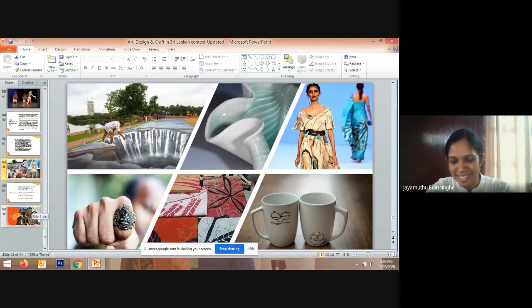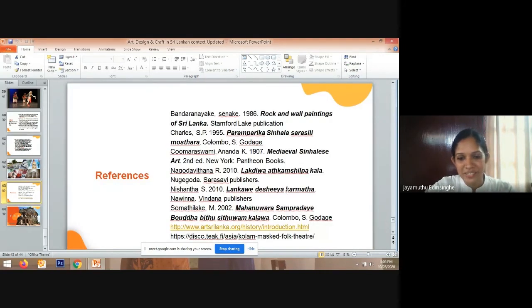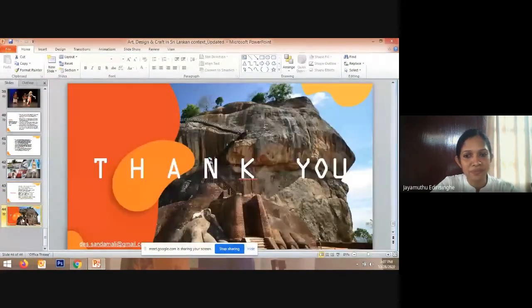Hope this is clear. I have summed up many things to fit in the time limit I have, and I have included some of the references related to these Sri Lankan paintings which I used for these slides. Right, it's time for you all to ask questions.